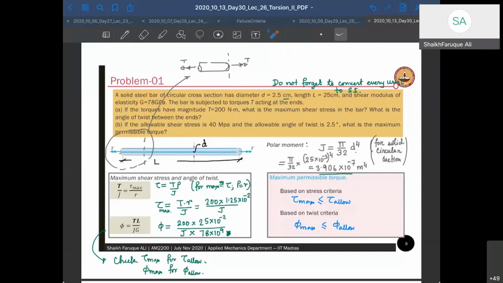So there is only one torque that is applied, that is T. Okay, what we have to find is, if the torque has a magnitude of 200 Newton meter, so T is 200 Newton meter, then what is the maximum shear stress in the bar?